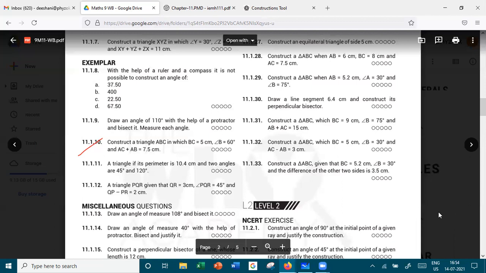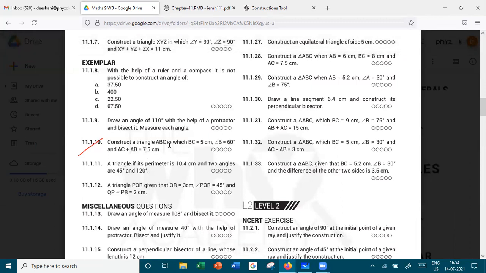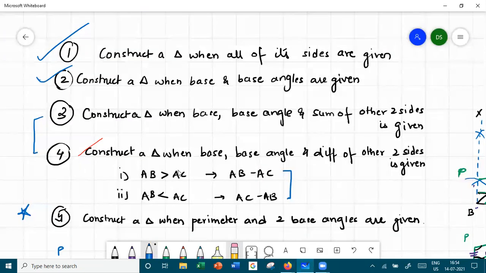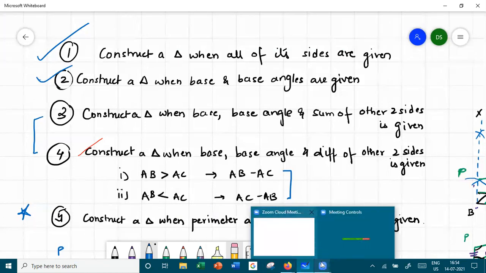Ma'am, now we're doing 11.1.10? Yes, 1.10. This will be the last question of the day. The remaining two parts, the difference of two sides and perimeter, we'll do it tomorrow. I don't want to crunch everything right now.